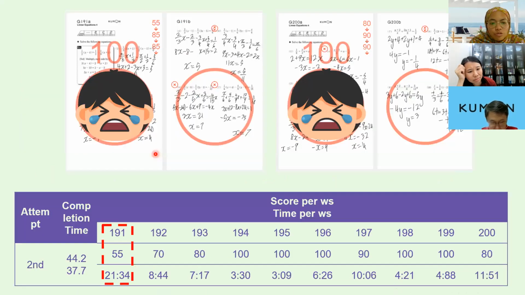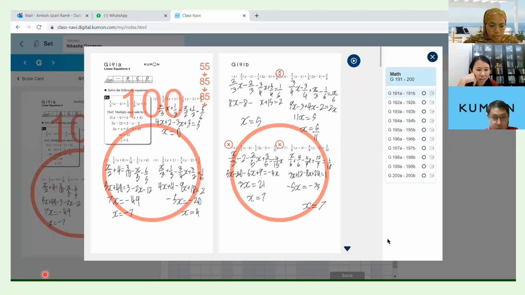Okay, so now let's watch a video for a second attempt. Since you realize it's 21 minutes, I won't play all of it. I will only play the question that he made a mistake on, but you can understand the whole situation of Nikash. Which set now? 191, for the second attempt. Let me play it for you.